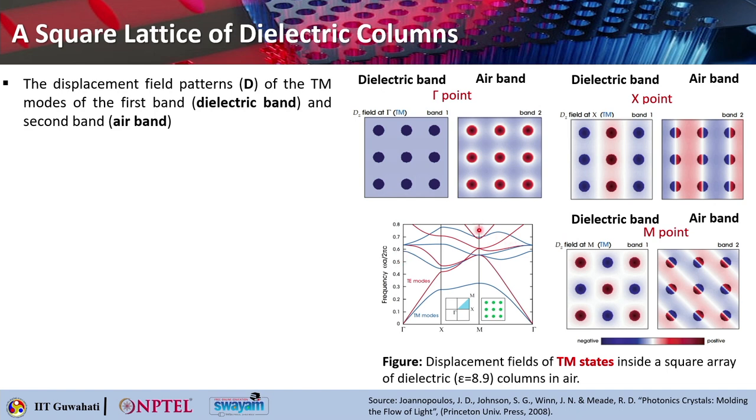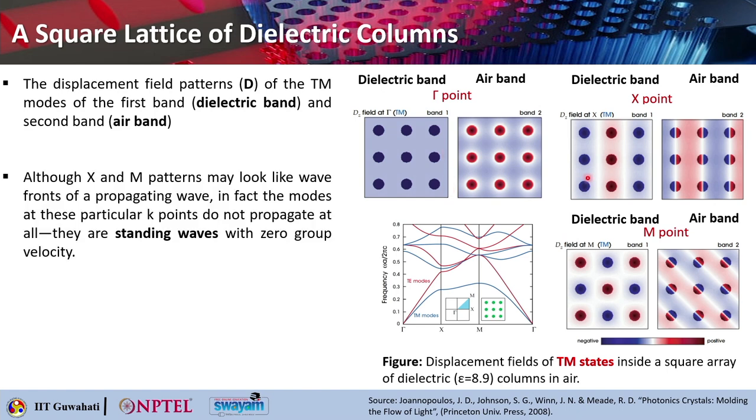If you look into the plot, what is important to see is that the field pattern is exactly the same at each unit cell. However, when you move to the X point and to the M point, you see the field patterns are not exactly the same at each unit cell. Rather, the field patterns alternate in each unit cell along the direction of the wave vector kx, forming wave fronts which are parallel to the y direction, in the case of the X point.